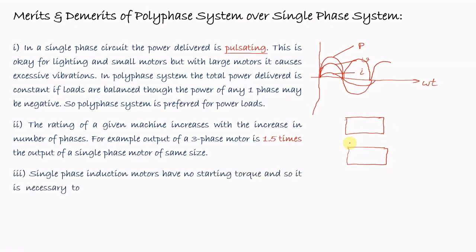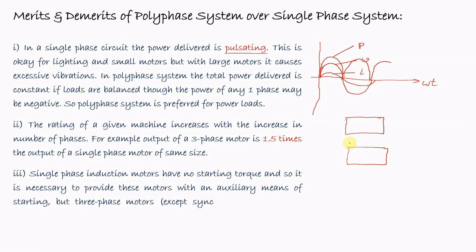The next point is the single-phase induction motors have no starting torque. So we have to provide some auxiliary means to start the motor. For example, in our household applications, in the fan, we can see that there is a condenser connected in the fan. So this condenser here is basically used to provide the starting torque.